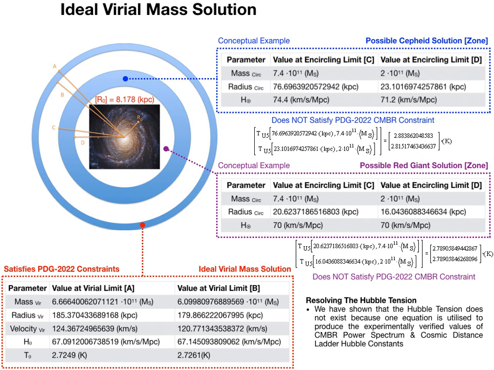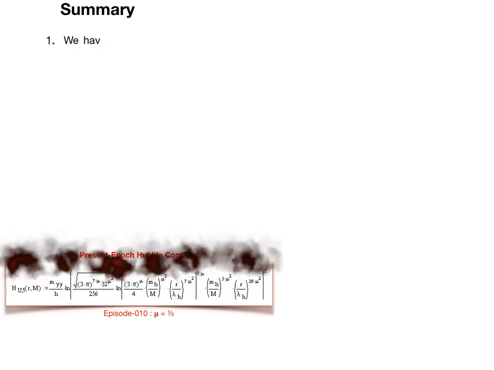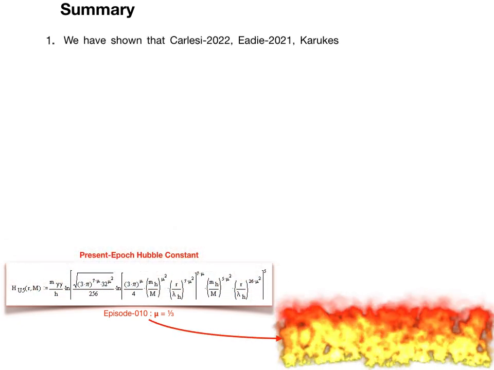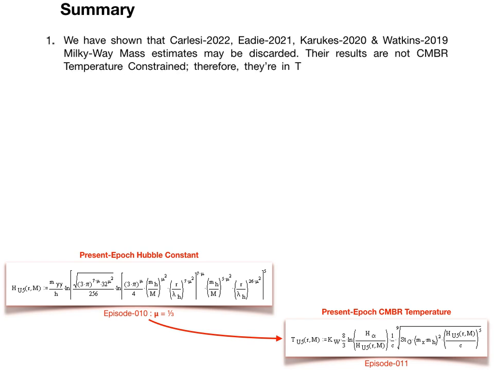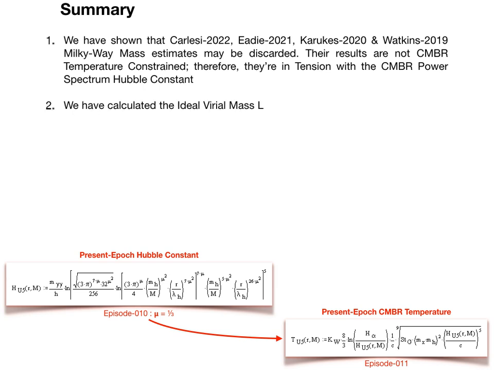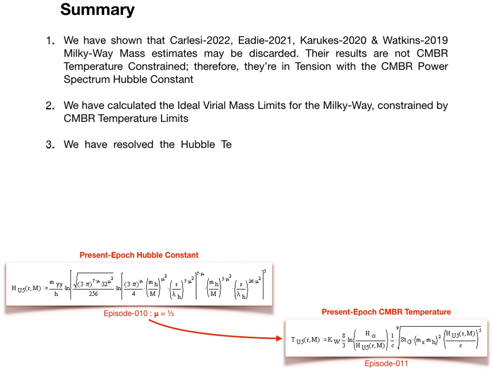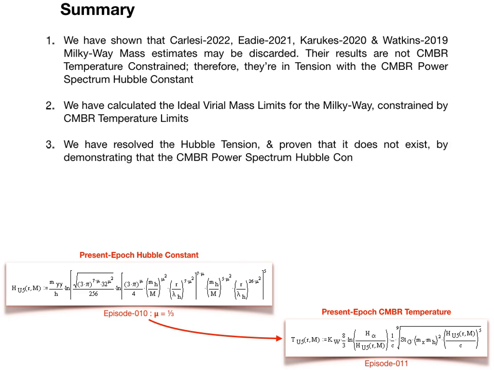Let's now summarize what we have learned. So, what have we learned? We have shown that Karukes 2022, Eadie 2021, Karukes 2020 and Watkins 2019 Milky Way mass estimates may be discarded. Their results are not cosmic microwave background radiation temperature constrained. Therefore, they're in tension with the cosmic microwave background radiation power spectrum Hubble constant.